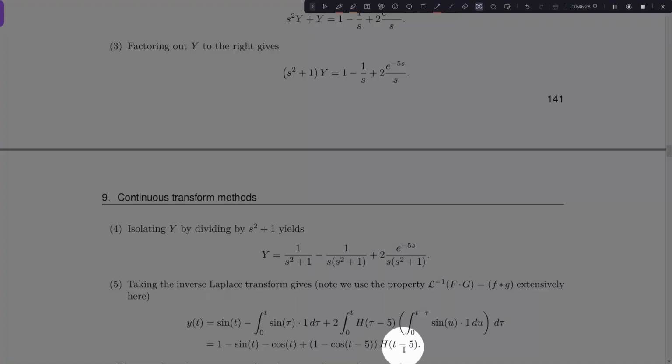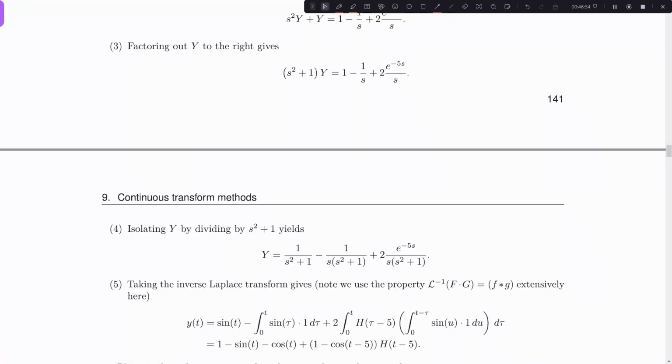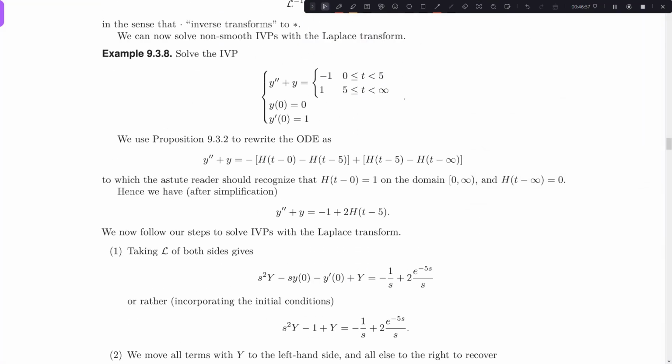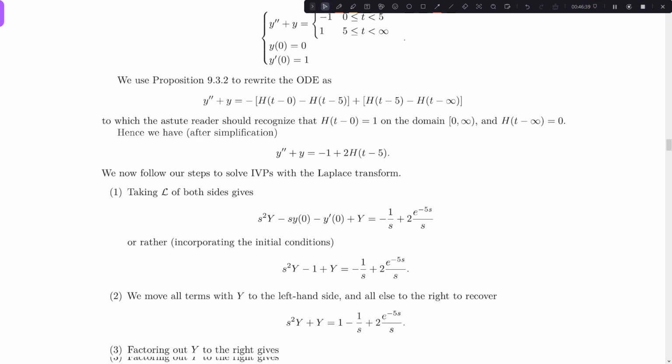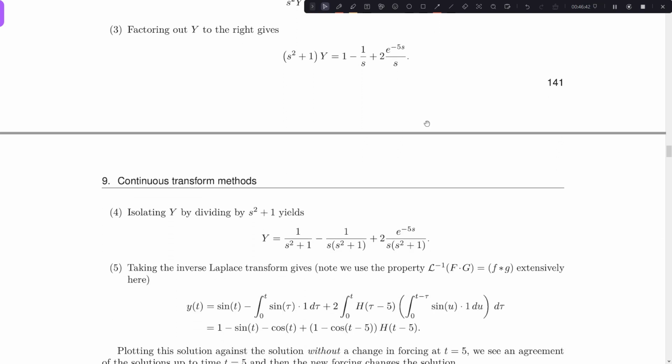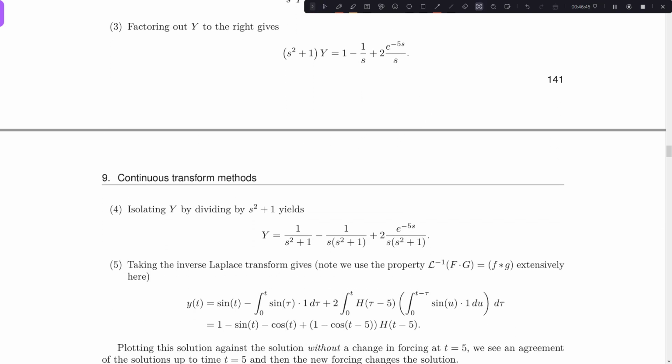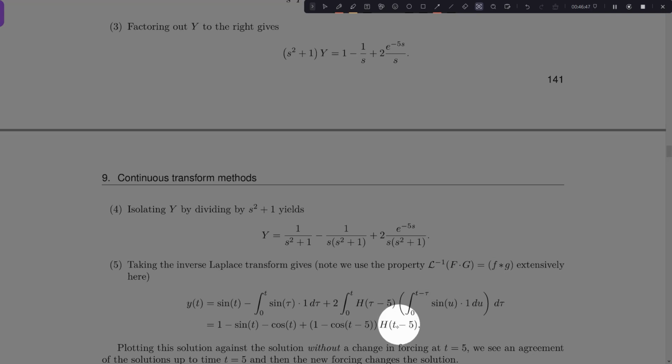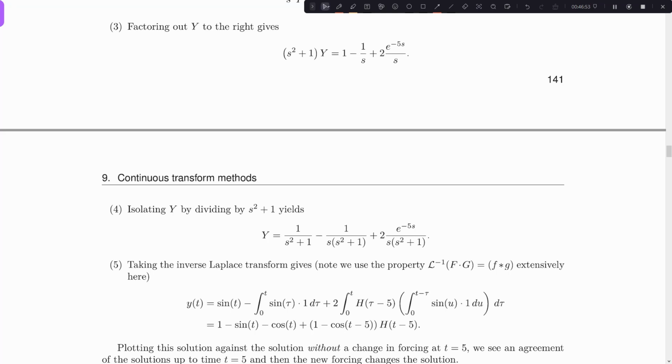And you can see that the solution fundamentally changes at t equals 5 because I've added a new term in here, which is exactly what we expect when we look at that. The switch flips after 5 seconds. And once the switch flips, all of a sudden, I pick up this extra term of 1 minus cosine of t minus 5 on the Heaviside. So this term shows up only at 5 seconds, which is flipping the switch.